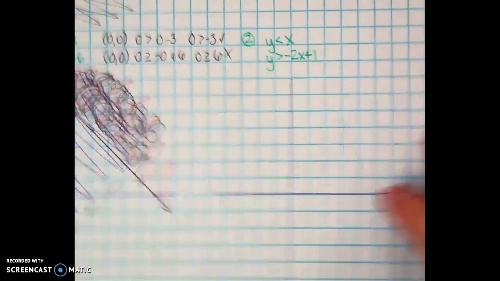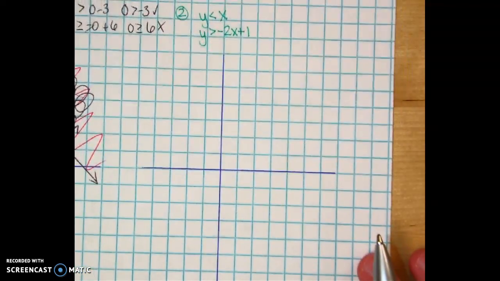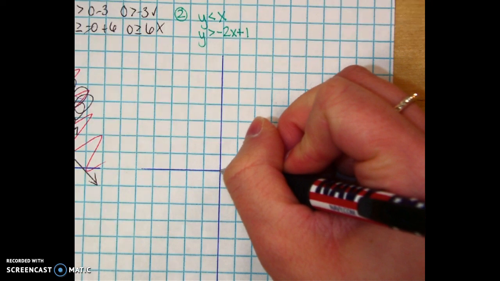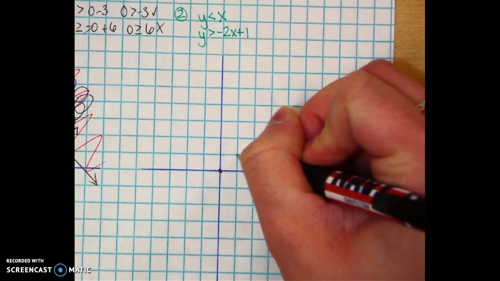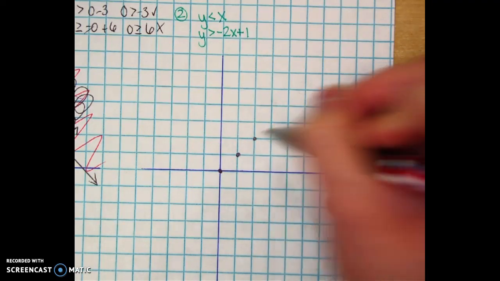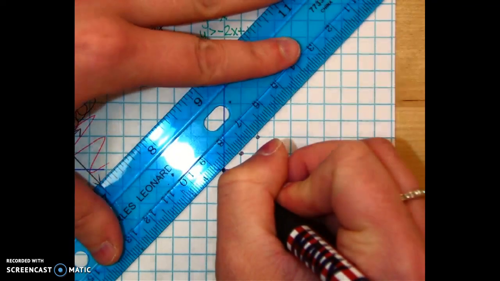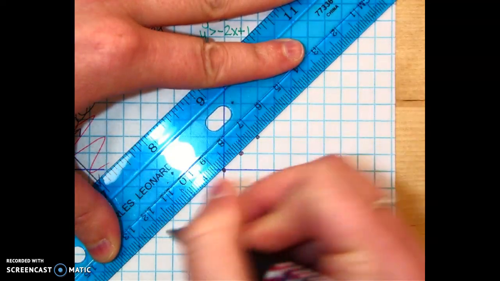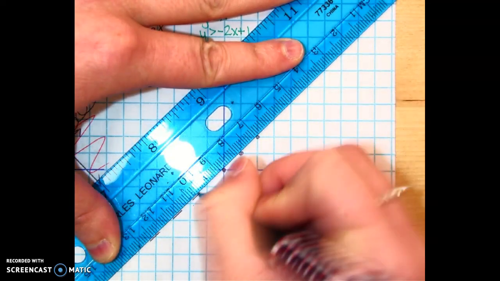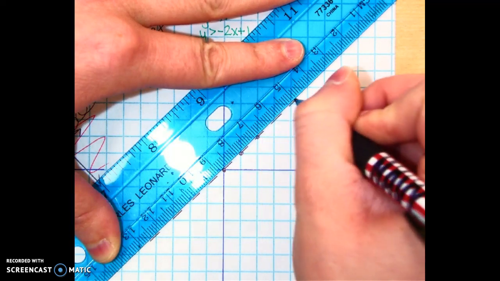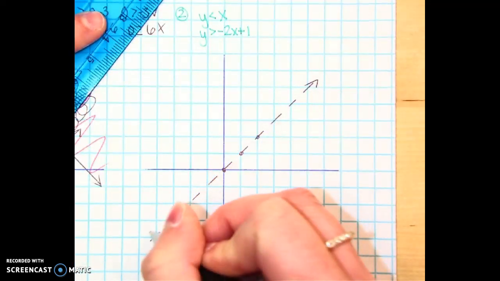Okay, let's look at another one. So y is less than x, so that's going to be a dashed line, and my y-intercept is at 0, and I go up 1/1. And I would not recommend doing the line in colored pencil just in case you forget that it's a dashed line, because you can't really erase colored pencil very well.